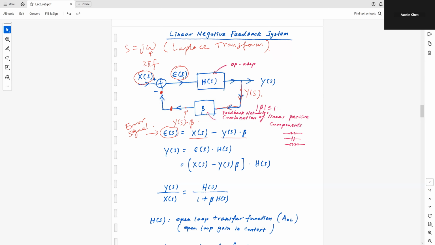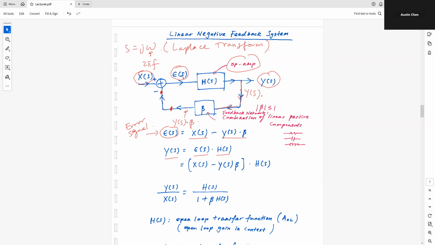And then I'm going to take this error signal and inject it into h of s, whatever this block is. But you know that this is going to be our op-amp later. So I take this error signal, pass it through this h of s, and I'm going to see y of s again. In other words, y of s is equal to simply epsilon of s times h of s.